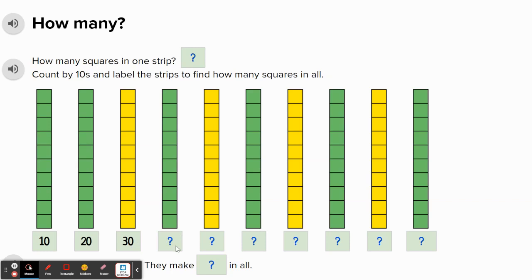Did you continue counting? Let's double check and see. How many squares are there in all? There are 100 in all. 10, 20, 30, 40, 50, 60, 70, 80, 90, 100. 100 in all.